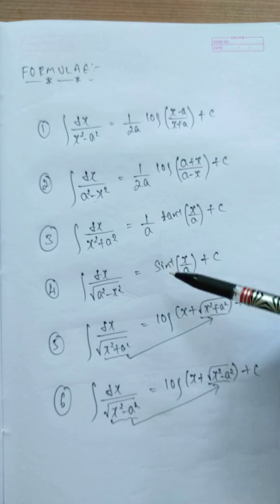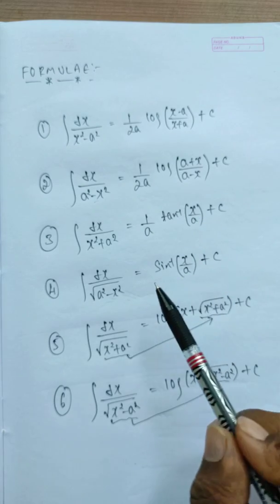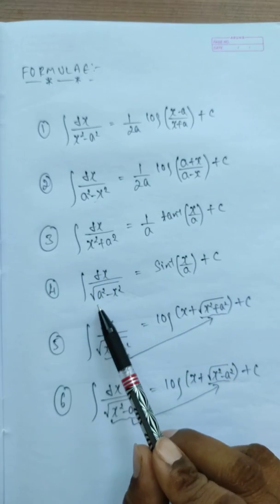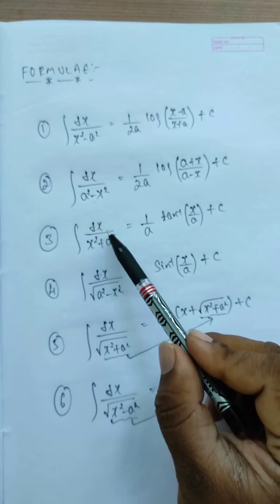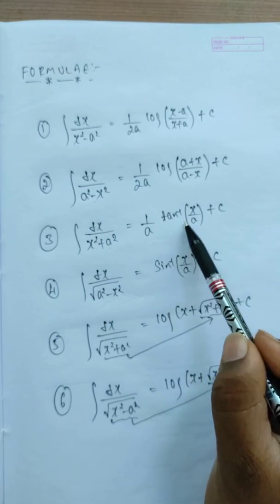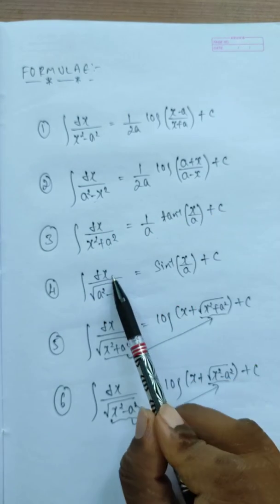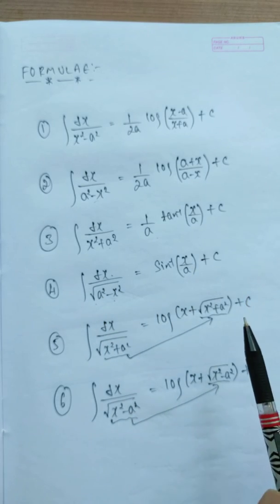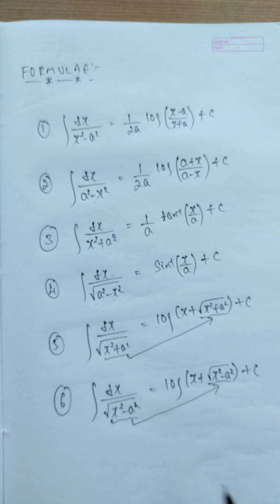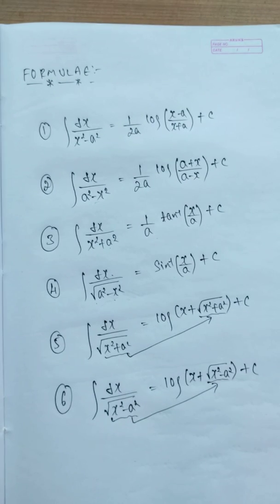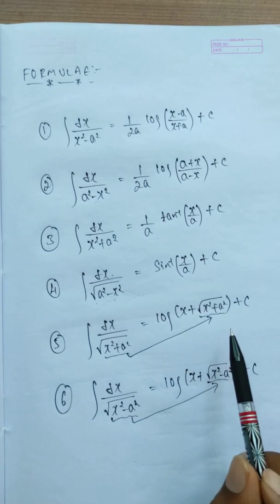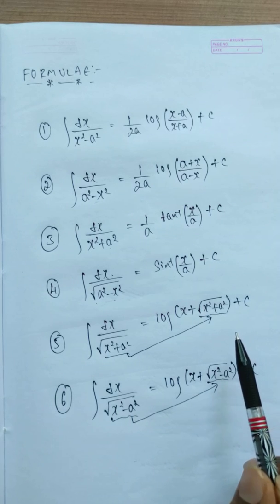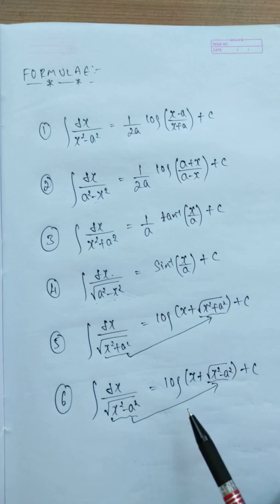These two formulas we already learned. Here only the extra a square is there. The integration of dx by x square plus a square is 1 by a tan inverse x by a plus c. The integration of dx by root of a square minus x square is sin inverse x by a plus c. The integration of dx by root of x square plus a square is log of x plus root of x square plus a square plus c. The integration of dx by root of x square minus a square is log of x plus root of x square minus a square plus c.